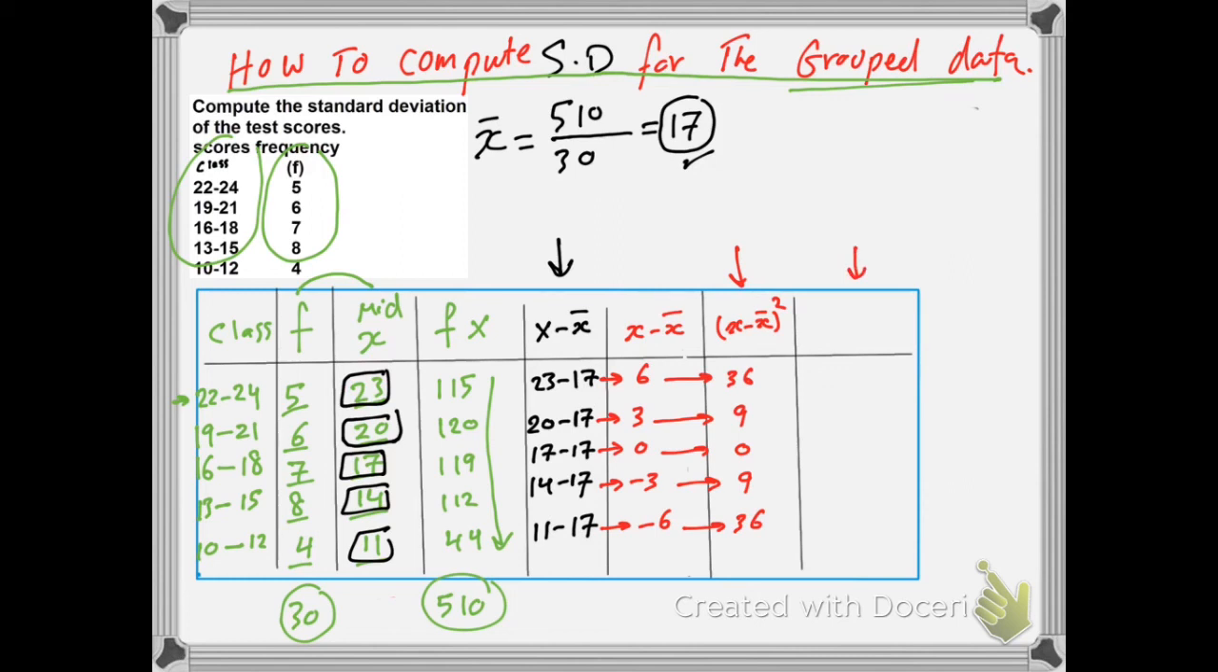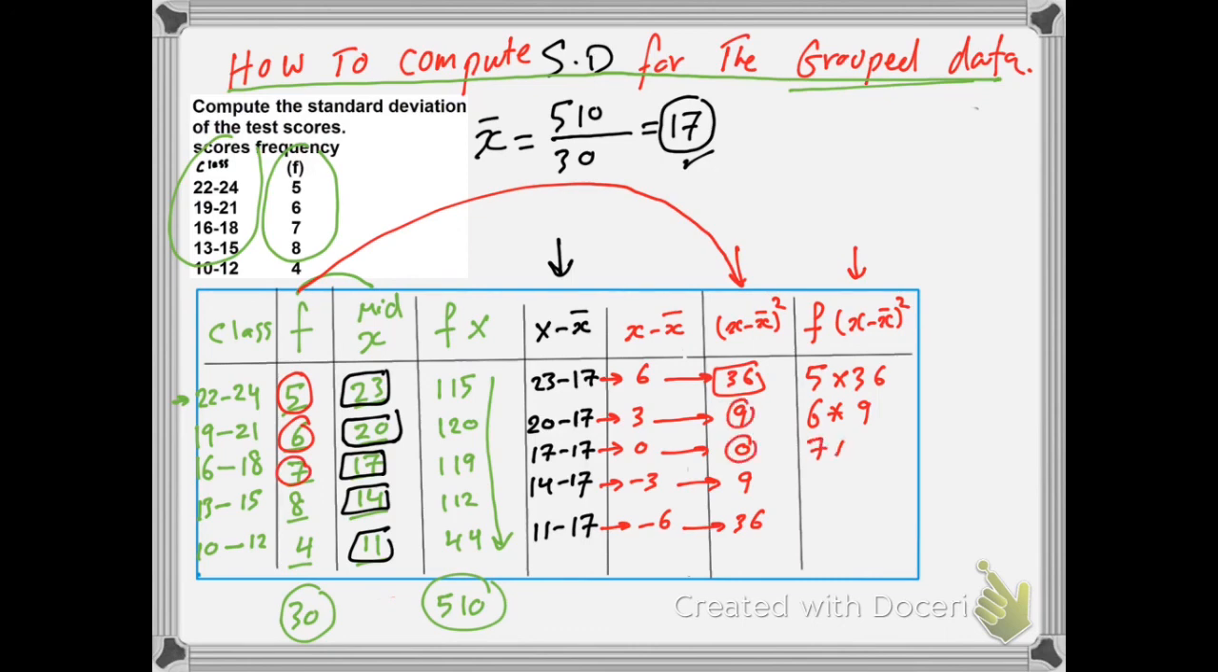Now the last column with me. What should I do in this column? I'll multiply f, the frequency, by x minus x bar all squared. That means I'm going to multiply this f with this x minus x bar all squared. Let's start. The first number here I have is 5, and 5 multiplied by 36. Next I have 6, then 6 multiplied by 9. After that I have 7, 7 multiplied by 0. After that I have 8, and I multiply it by 9. After that 4, I'll multiply by 36.